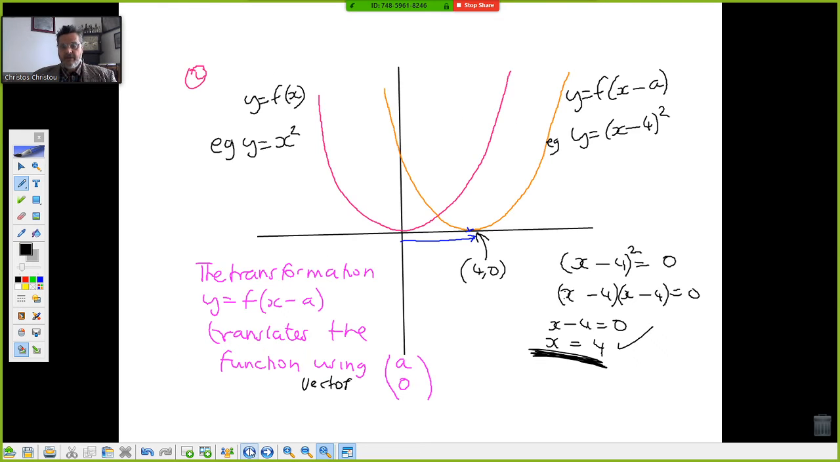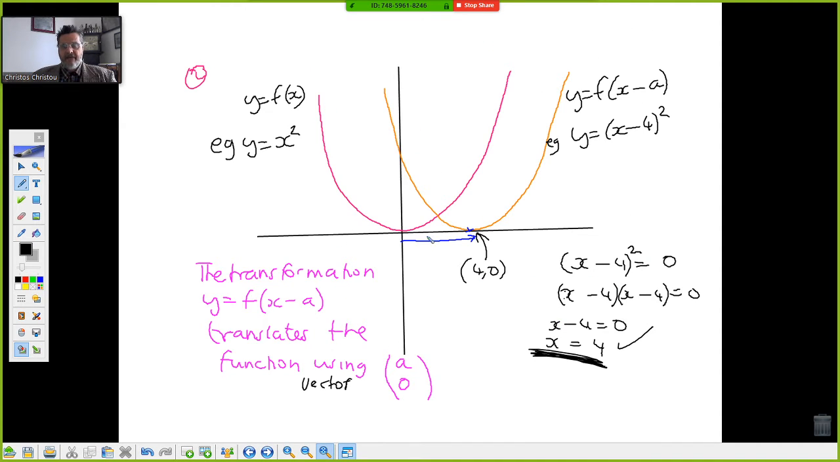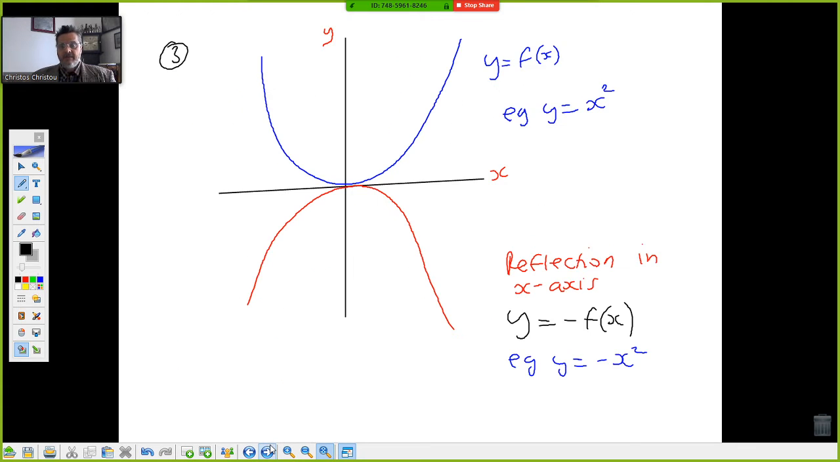So what have we got so far? Let's just revise. We go up or down the y-axis. We go left or right along the x-axis. 2 rules, 2 more to go, and the last 2 are very, very easy. The previous one was the only tricky one. This is easy. Look at this. This is obvious. So here I go again.